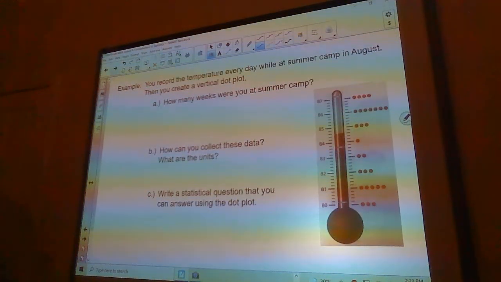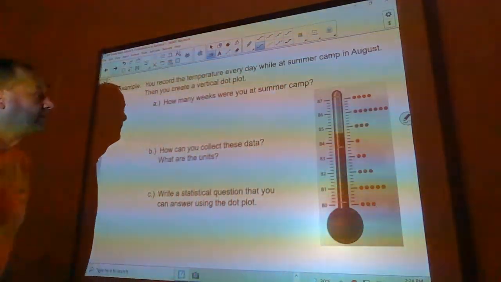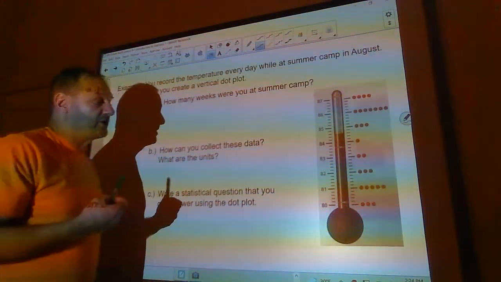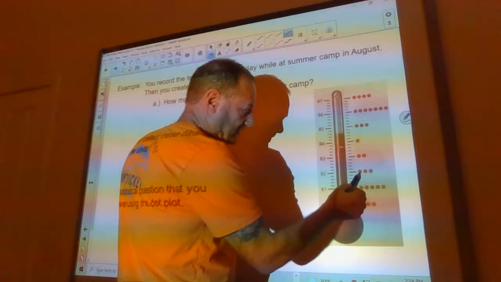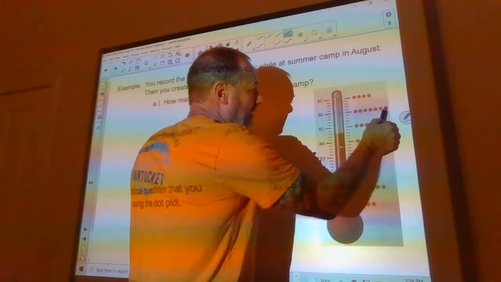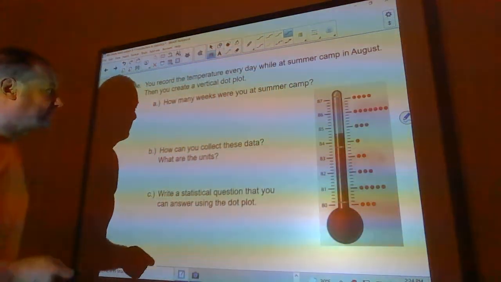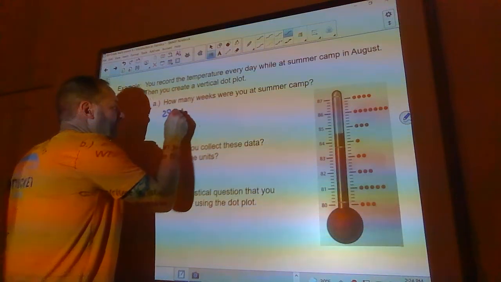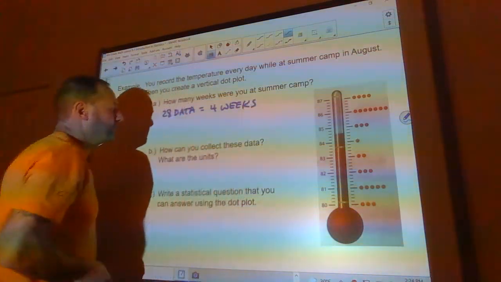Okay, so you record the temperature every day while at summer camp in August. Then you create a vertical dot plot. So here's my dot plot. It's got all my dots going off over on the side here. How many weeks were you at summer camp? Well, I should have a point for each day. So there's 3, 8, 11, 13, 14, 17, 18, 19, 20, 21, 22, 23, 24, 28. I got 28 data points. So 28 data points, that'd be 4 weeks. There's 7 days in a week.